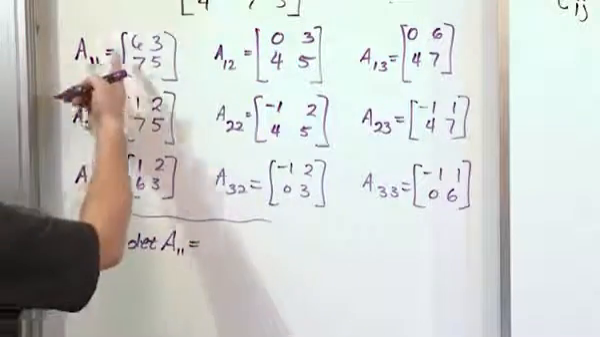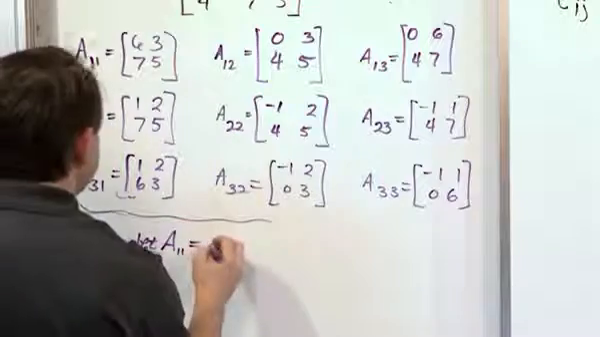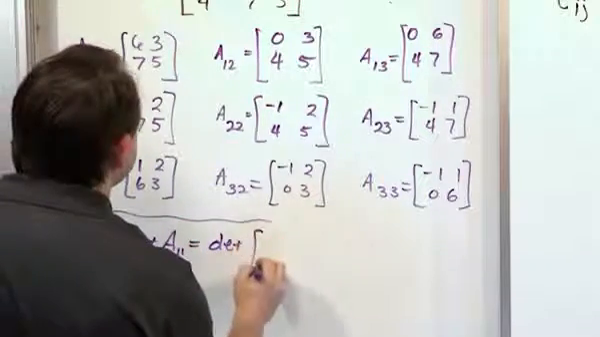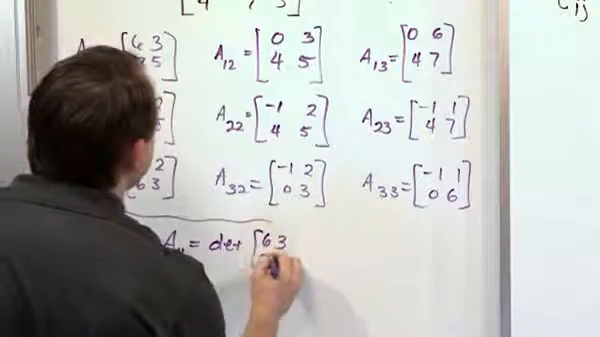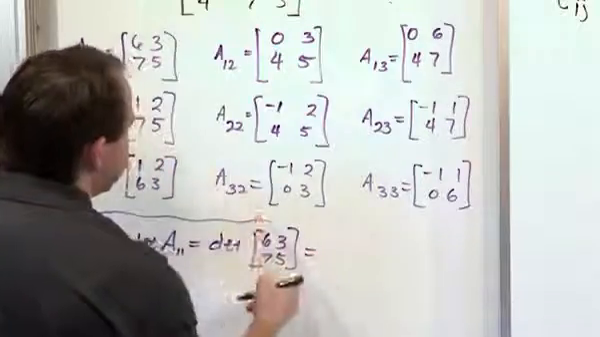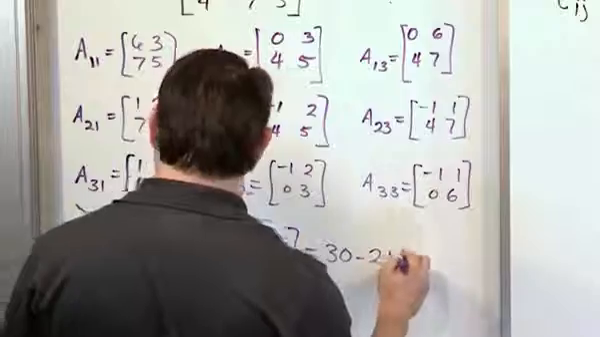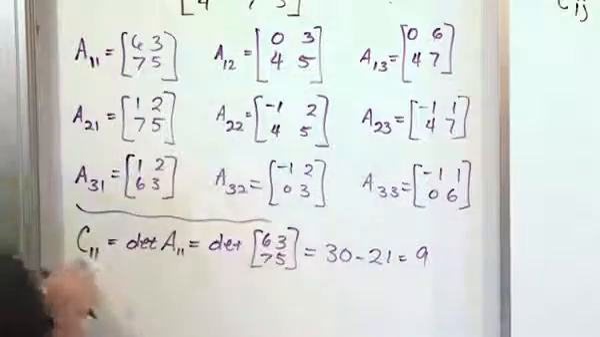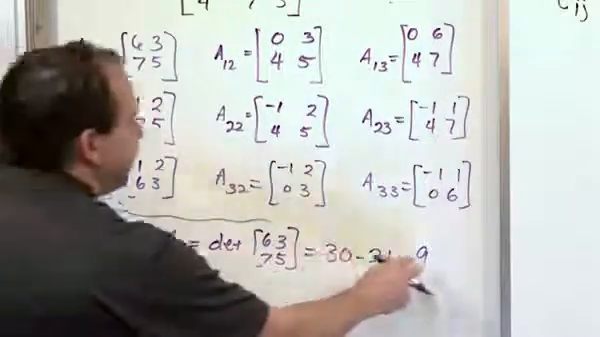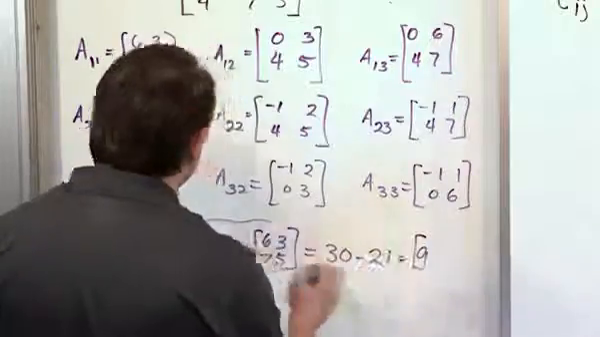We already know what A11 is, it's right here, so we say it's the determinant of 6375. And we already know how to find that, so it's going to be 30 minus, this gives me 21. And that's positive 9. So the cofactor at location 1, 1 is just equal to positive 9.